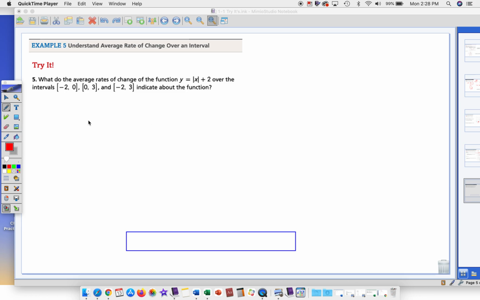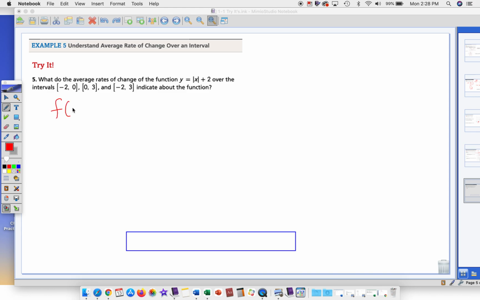Hello, I know yesterday we didn't get to example 5, so I'm going to go through it with you by video. So we're going to calculate the average rate of change of this function over these three intervals, one at a time. Remember, these intervals represent the x values. We're finding the average rate of change from -2 to 0, and from 0 to 3, and then from -2 to 3. So let's get started.